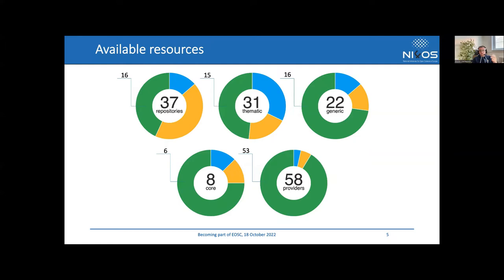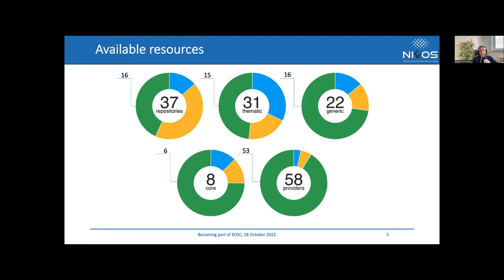So typically here we have high throughput computing services, high performance computing services, platform as a service, generic storage services, services for data preservation, also cloud infrastructure, etc. So once again, at the moment, we have 37 registered repositories, 31 registered thematic services, 22 registered generic services. Also, these services are provided by 58 resource providers that are also described and registered within the catalog.